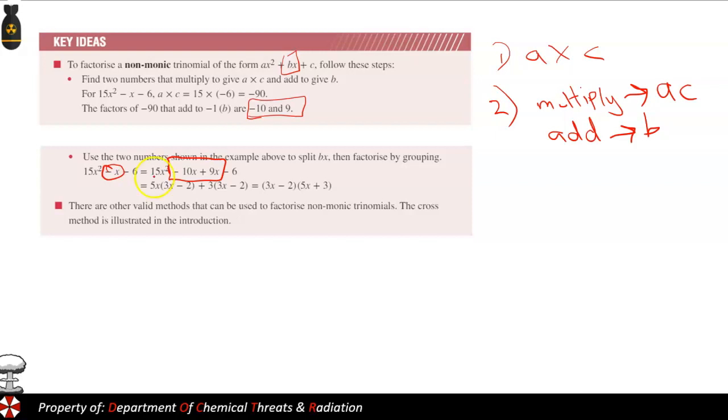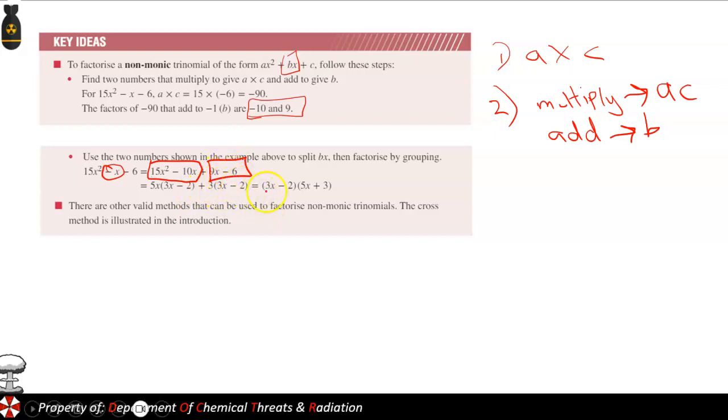So now we can go, all right, I can pull out a 5 and in fact an x from the first piece. So I'm going to group this and I'm going to group this because I can see common factors here. I can see common factors here. So I pull out the 5x, I get 3x plus 2. I pull out a 3, I get a 3x minus 2.